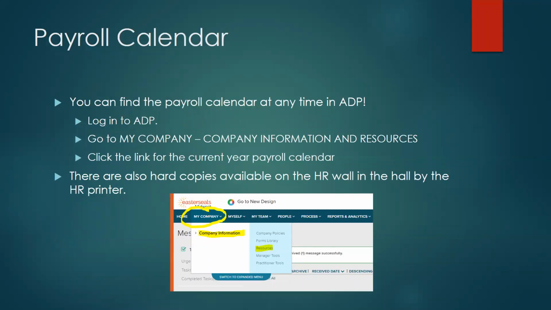So we're going to kind of talk about some general payroll information. We're going to talk about the payroll calendar first. So the payroll calendar you can find at any time in ADP itself. You're going to log into ADP. You're going to go to the My Company tab, Company Information, and then select Resources. Under that, on the left-hand side, you're going to see the payroll calendars, and you're just going to click the current year payroll calendar. We will be uploading the 2023 payroll calendar shortly, but those are all available there for you.